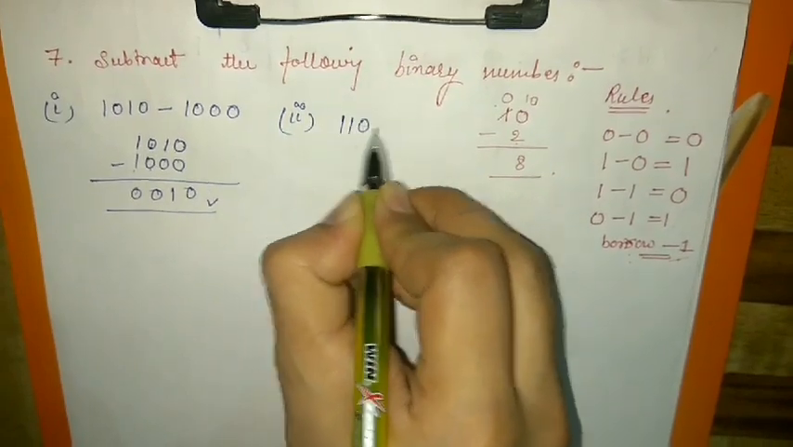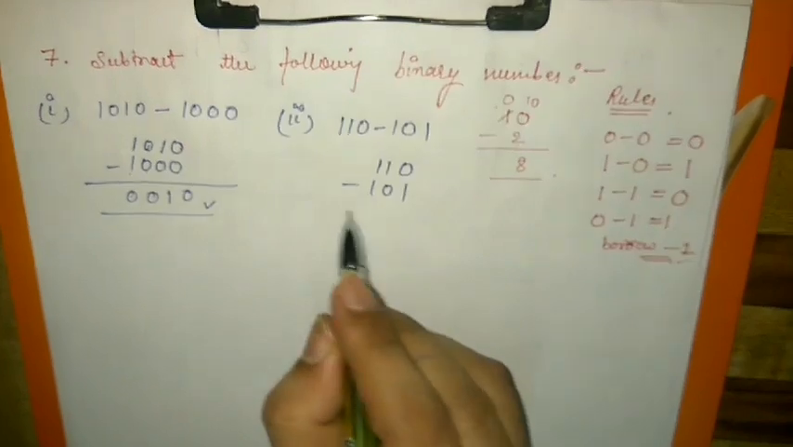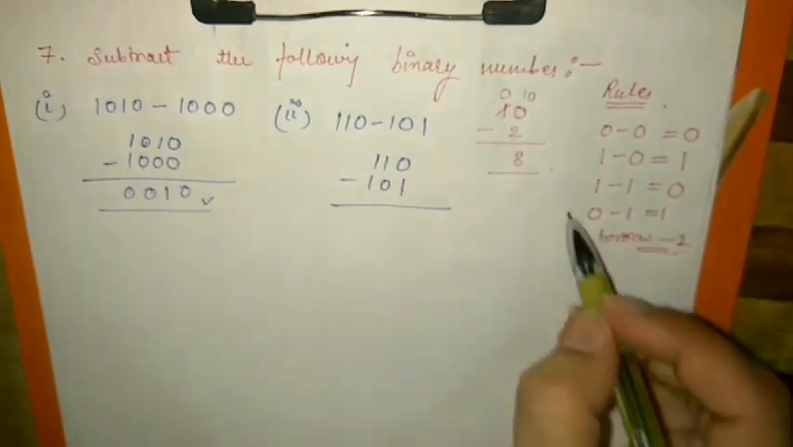Yes, now see the second part. Second one is 110 minus 101. So 110 minus 101. 0 minus 1. Again, this is the condition.